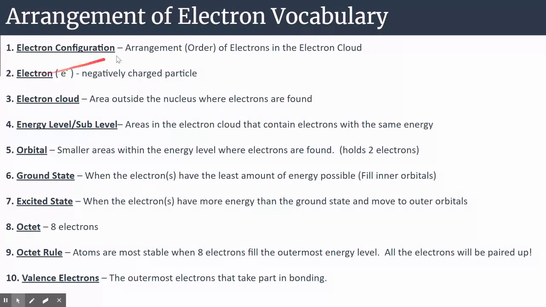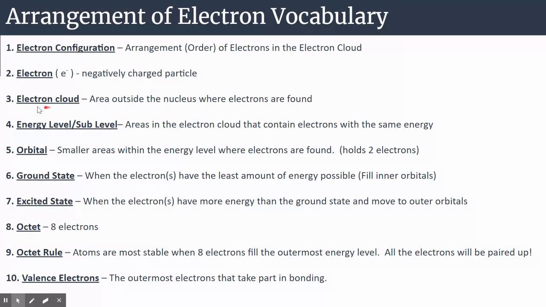He's a little whiny. So our first word is electron configuration, and this is just a fancy way to say the arrangement or order of the electrons. Now, an electron we've talked about is a negatively charged particle, and it can be found in the electron cloud, which is outside the nucleus.